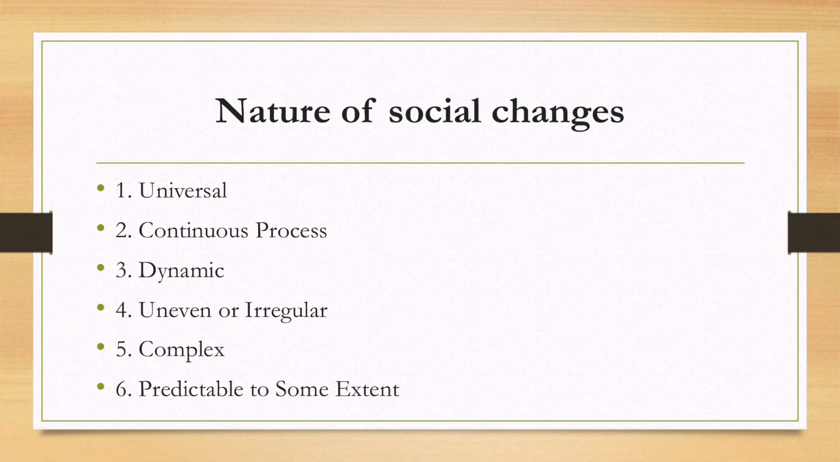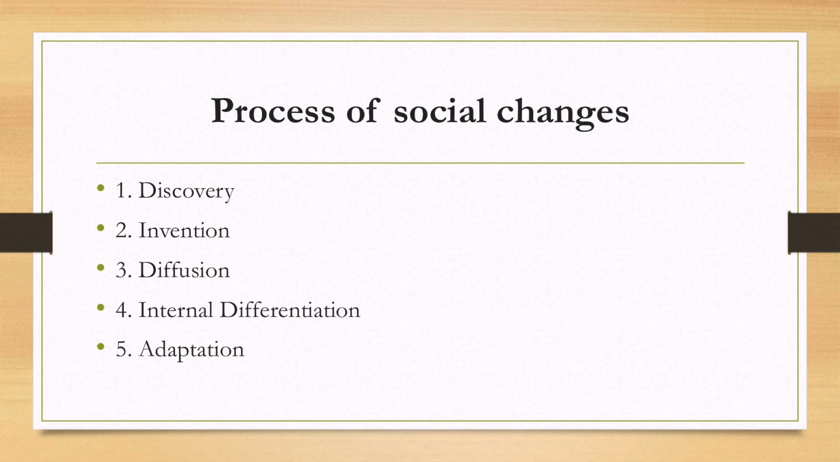Fifth one is complex. That means social change is influenced by many factors such as culture, economy, politics, education and also the technology. For example, women's empowerment is influenced by the education, laws and also by the employment and media. Next, sixth one is predictable to some extent. That means some changes can be expected based on the trends but exact results are difficult to know. For example, increasing internet use predicts growth in online learning.